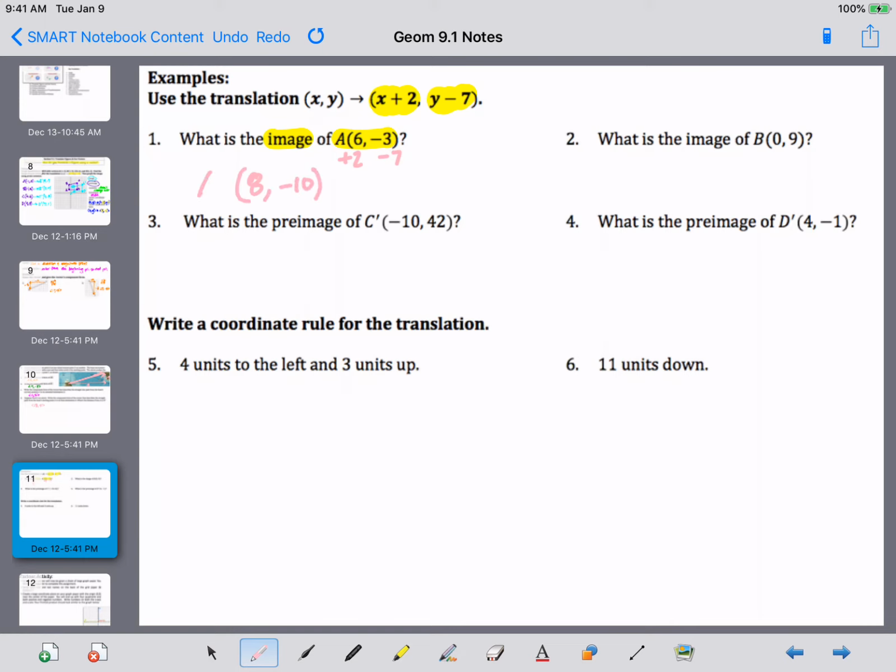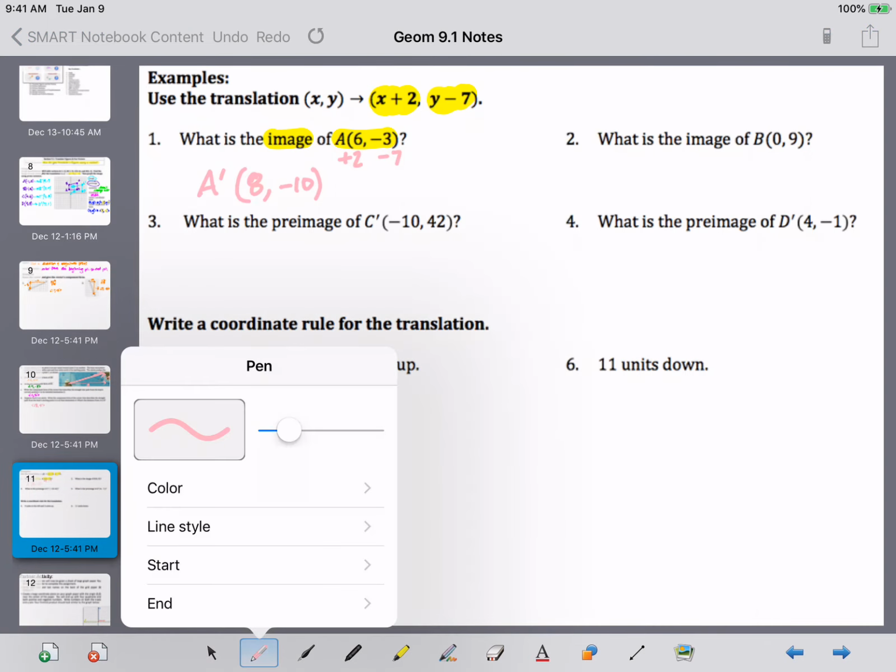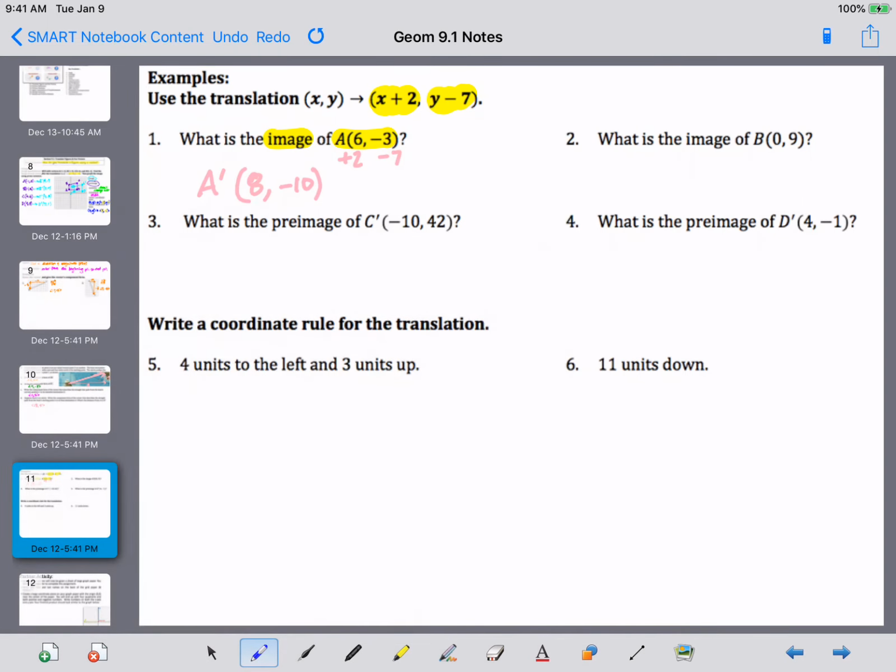So we would call that A prime, would be our new point. Okay, this color is a little hard to see here. All right, same rule here. We start with B, and we're going to add 2 and subtract 7. So 0 plus 2 is 2. 9 minus 7 is 2. So B prime would be at 2, comma 2.